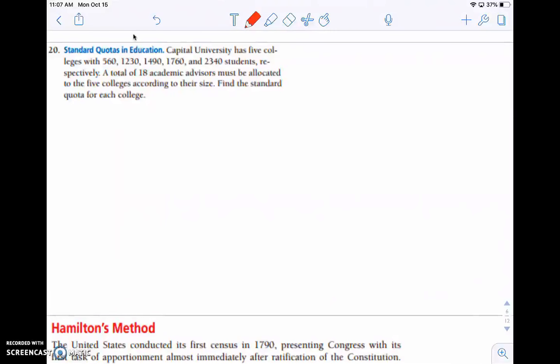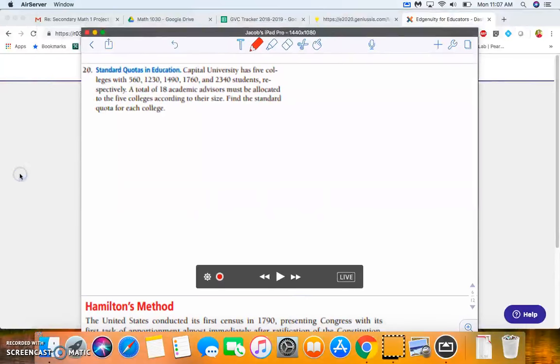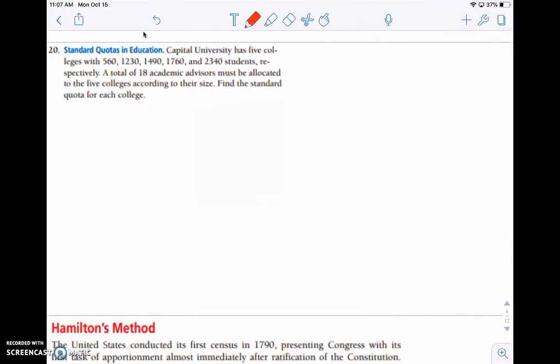Again, now this idea can apply to more than just states and the House of Representatives. So in our next video, we'll be looking at standard quotas in education. We're going to be allocating academic advisors. So stay tuned for that in the next video.